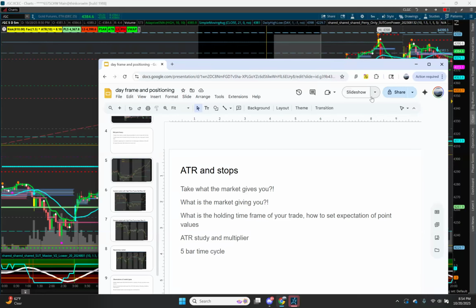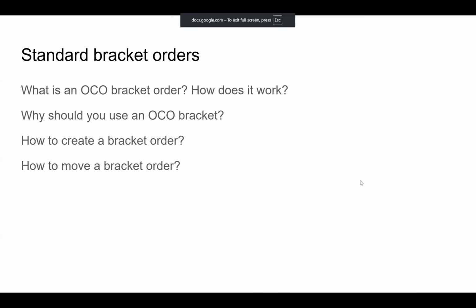So yeah, 5-bar time cycle. Everybody go buy yourself a kitchen timer. If not, borrow one from your wife if you've got one. If she doesn't have one, get her one for Christmas. She'll appreciate that. Let her know it was your idea.